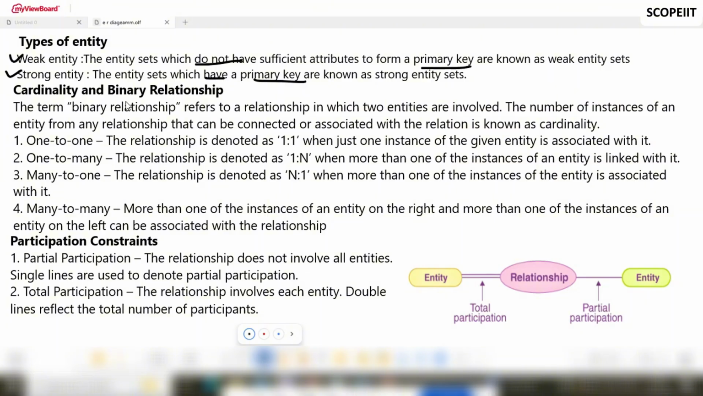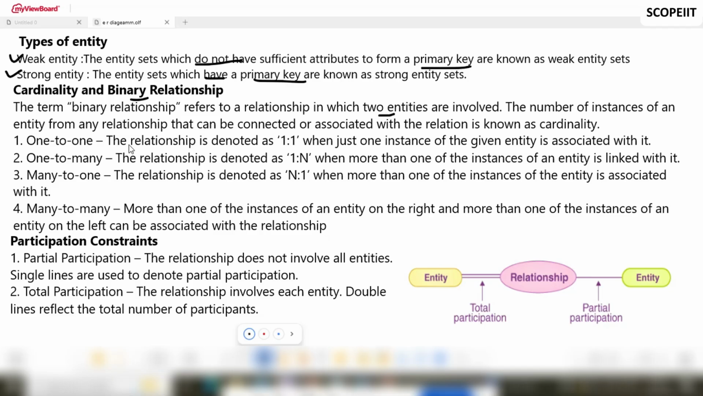Next, cardinality, or you can say binary relationship. The term binary relationship means a relationship in which two entities are involved. Any relationship in which two entities are involved is known as a binary relationship. Now, what do you mean by cardinality? The number of instances of an entity from any relationship that can be connected or associated with the relation is basically known as cardinality.